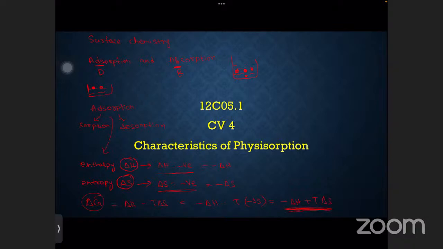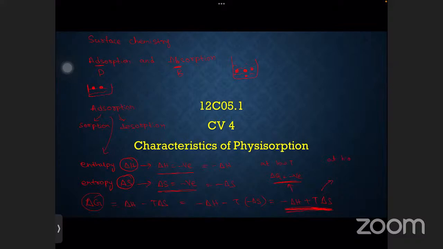Now, because of this, at low temperature, what is happening? Delta G was negative. The delta H term is more here, as at low temperature the T delta S term is less. So delta G was negative and the adsorption process was spontaneous.